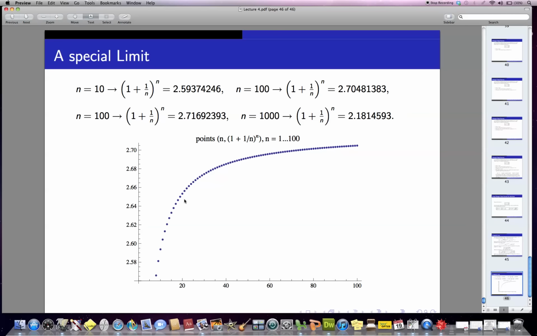Here we have a picture generated by Mathematica of the points n and (1 plus 1 over n) to the n as n gets very large. And according to the limit on the previous page, the y values on this graph should approach e as n tends to infinity. And we see indeed that that is exactly what's happening.